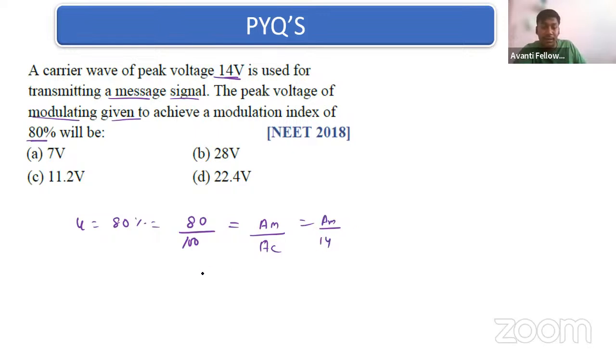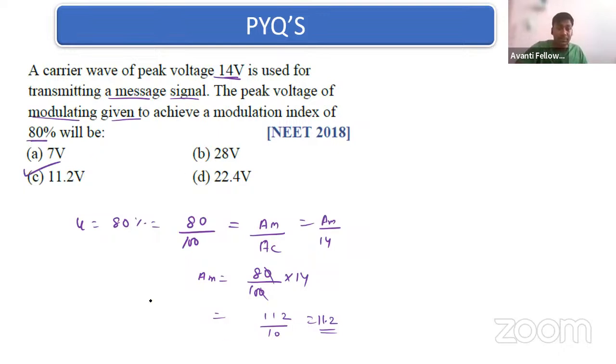There will be 14. Then what will be AM here? AM will be equal to 80 by 100 multiplied by 14. Then the 10 will cancel out here. Okay. When you solve this, 112 divided by 10, then the answer will be 11.2. This will be the correct answer.